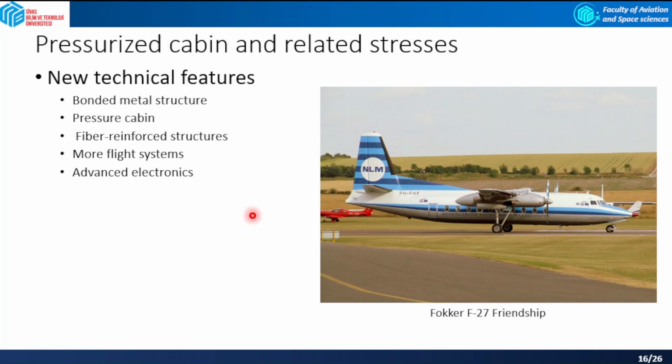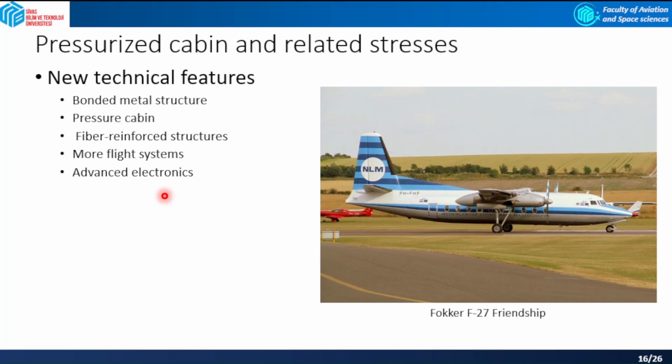In the mid 1950s, the Dutch aircraft manufacturer Fokker announced its latest aircraft, the Fokker F-27, as you see in here. This is the Fokker F-27 Friendship. And this aircraft had several innovative features, including metal bonded structures, early use of composite parts, and a pressurized cabin.